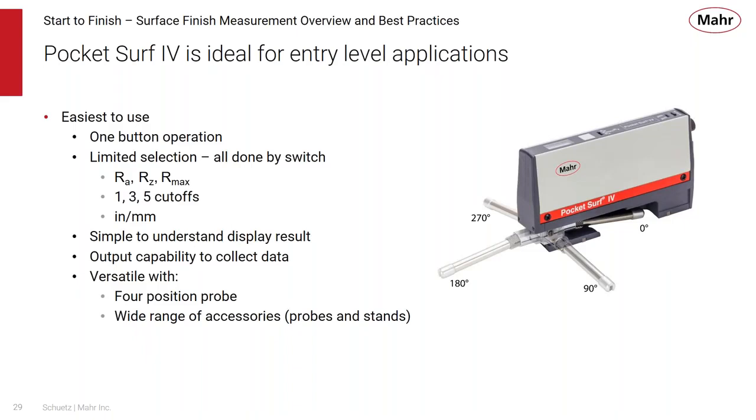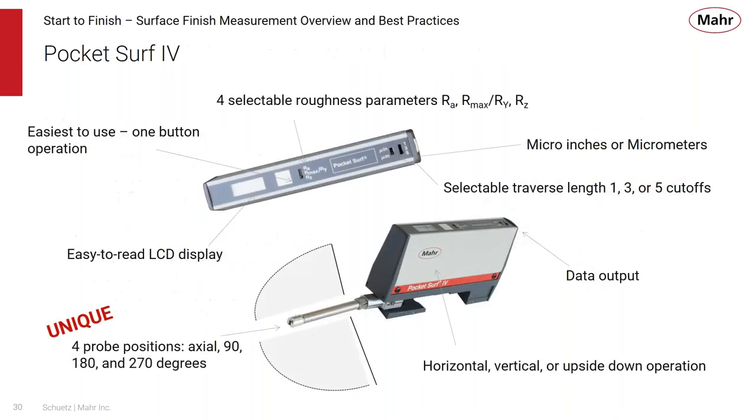It's portable. It has limited selection done by switches. It has a simple and easy to understand display. It can provide the three most common roughness parameters to the user, whether it be Ra, Rz, or Rmax. We have data output with it. And what's unique about it, and most unique product like its type, is its 4-position probe. And of course, there's a large range of accessories, probes, and stands to be used with the PocketSurf.